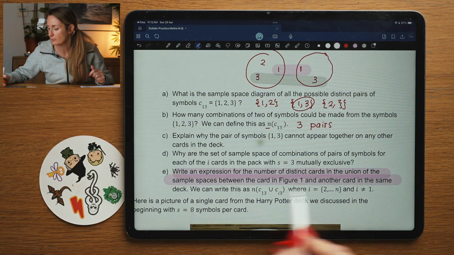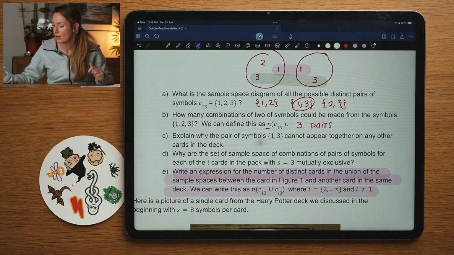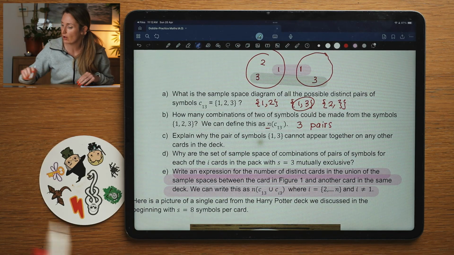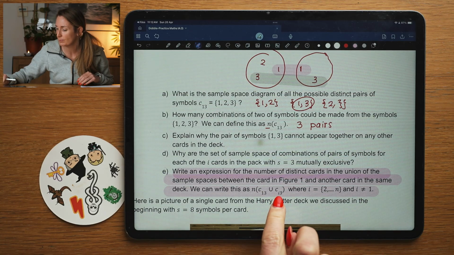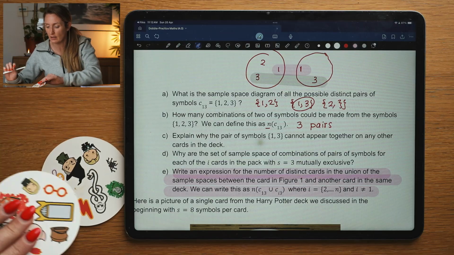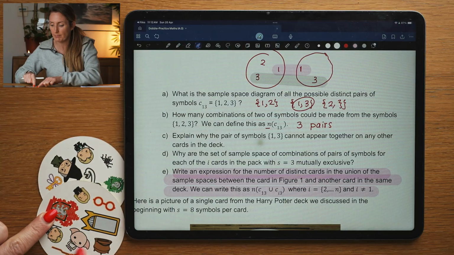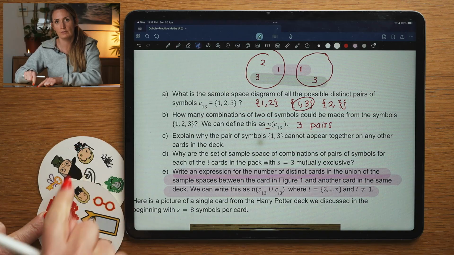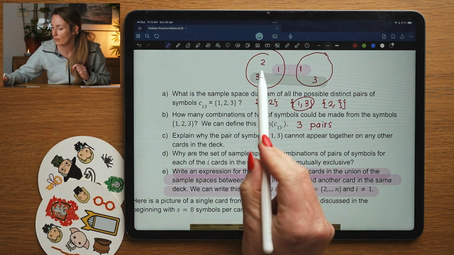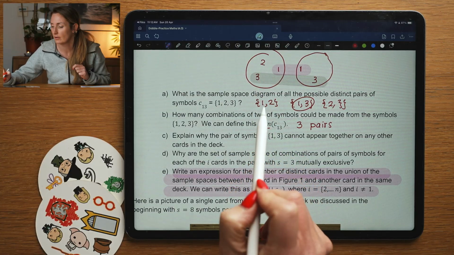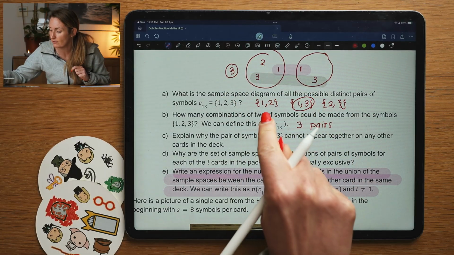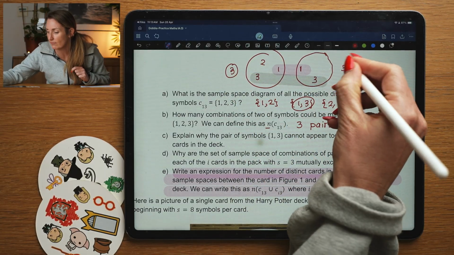So, in this last part, we're asked to write an expression for the number of distinct pairs for each card in the union between 2 different cards. So for example, imagine you had 2 different cards here, and you're looking at how many pairs in total between the 2 cards we can have? Well, in our case, for our deck of cards that have 3 symbols per card, you would have 3 pairs for the first card and 3 for the second card.